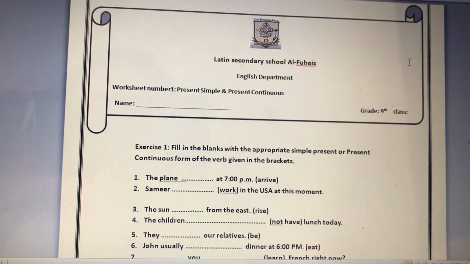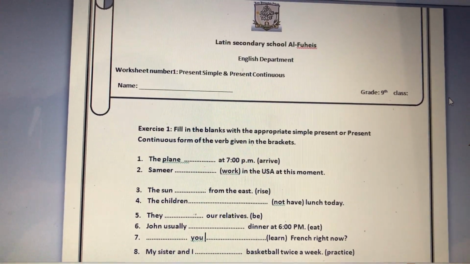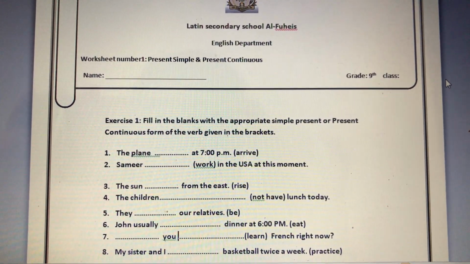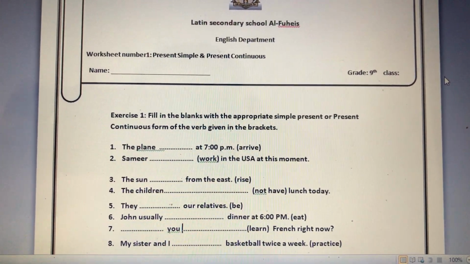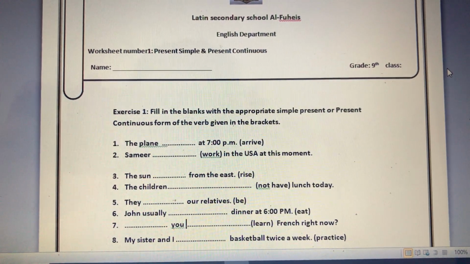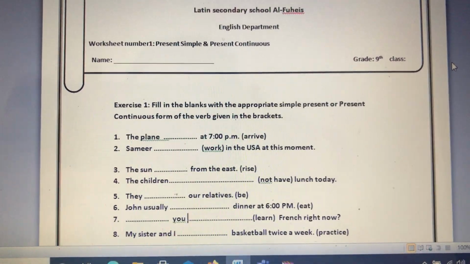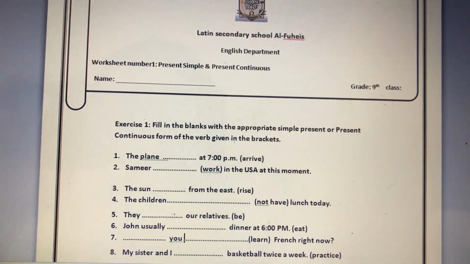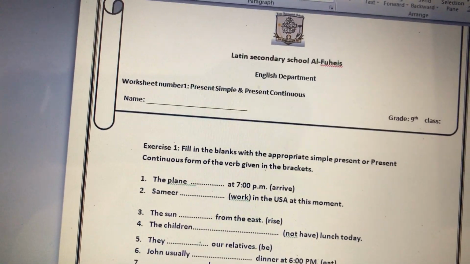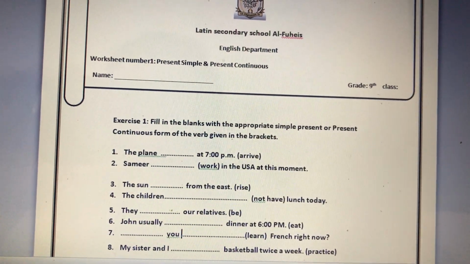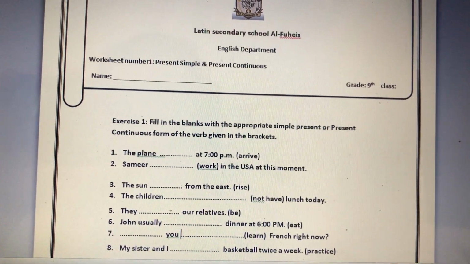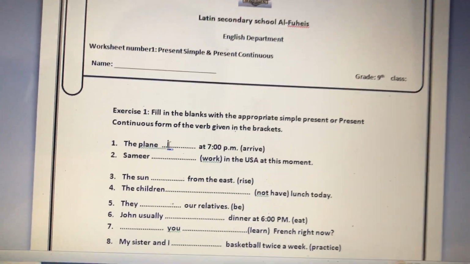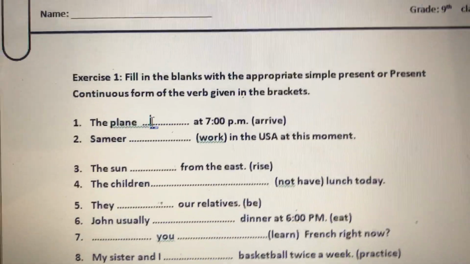Let's see. Exercise number 1 asks us to fill in the blanks with the appropriate simple present or present continuous form of the verb given in the brackets. Let's see number 1. Sentence number 1. The plane at 7 p.m. and we have the word arrive.